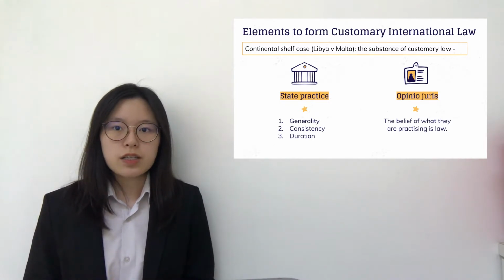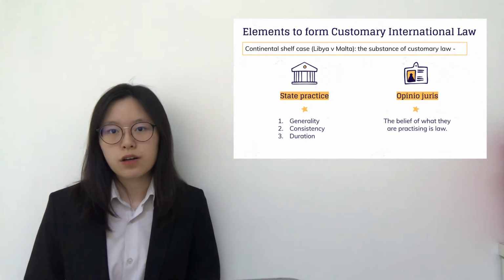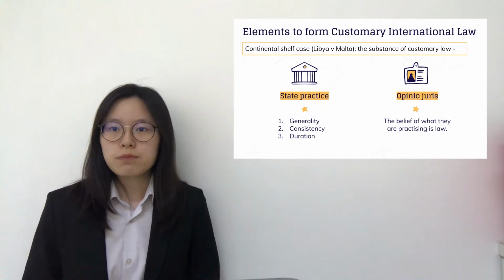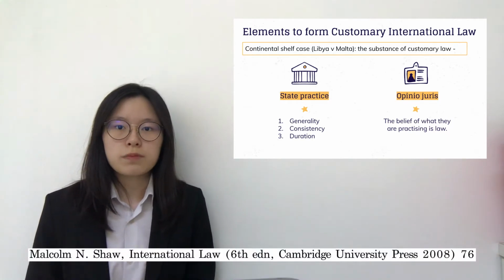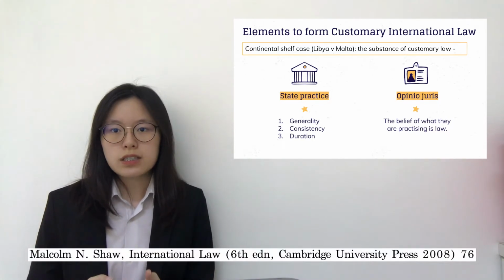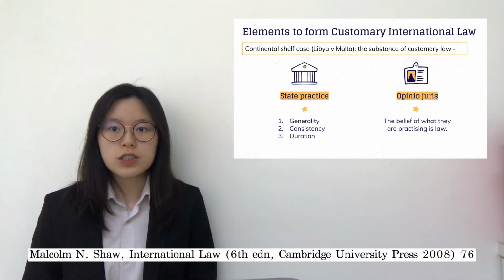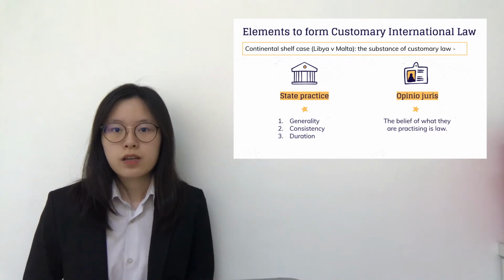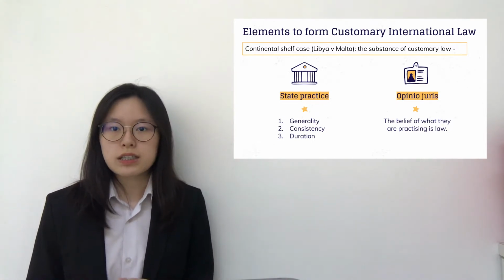Whereas for duration, there is no rigid time element for the acceptance of a practice as a customary law. According to the North Sea Continental Shelf case, the length of time needed will vary from subject to subject. And according to Malcolm, it depends upon the circumstances of the case and the nature of the usage in question. In certain fields such as air and space law, the rules have developed quickly, whereas in others the process will be much slower. For consistency, the state must be reasonably consistent in practicing the custom.